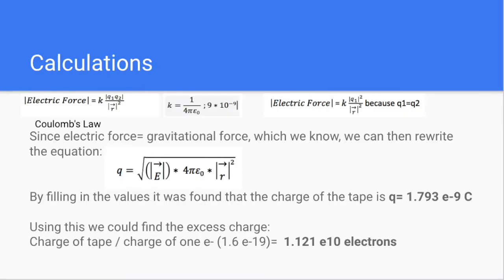For the calculation portion, we use the electrical force equation and Coulomb's law to determine the charge of the piece of tape. And since we know electrical force equals gravitational force, we can rewrite the equation as the following. By filling in the values, it was found that the charge of the tape was 1.793 times 10 to the negative 9th coulombs. And using this, we could find the excess charge by dividing the charge of the tape by the charge of 1 electron. That was found to be 1.121 times 10 to the 10th electrons.